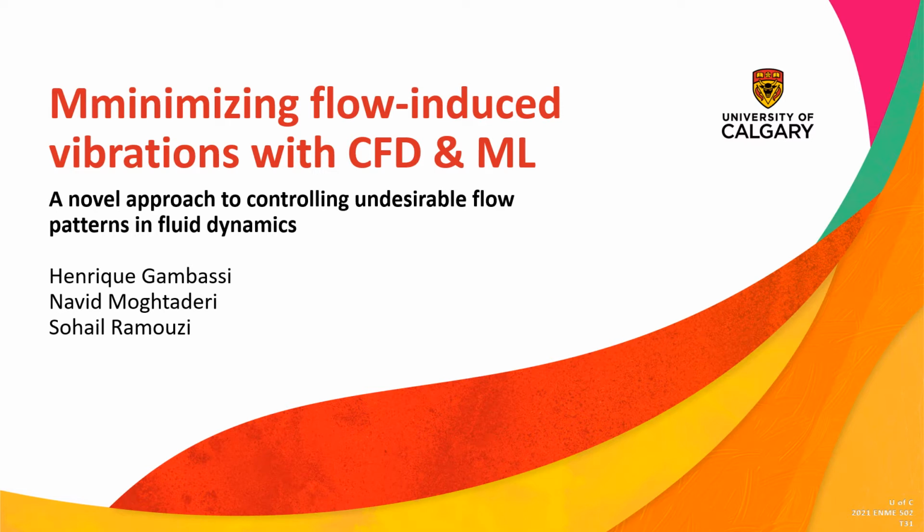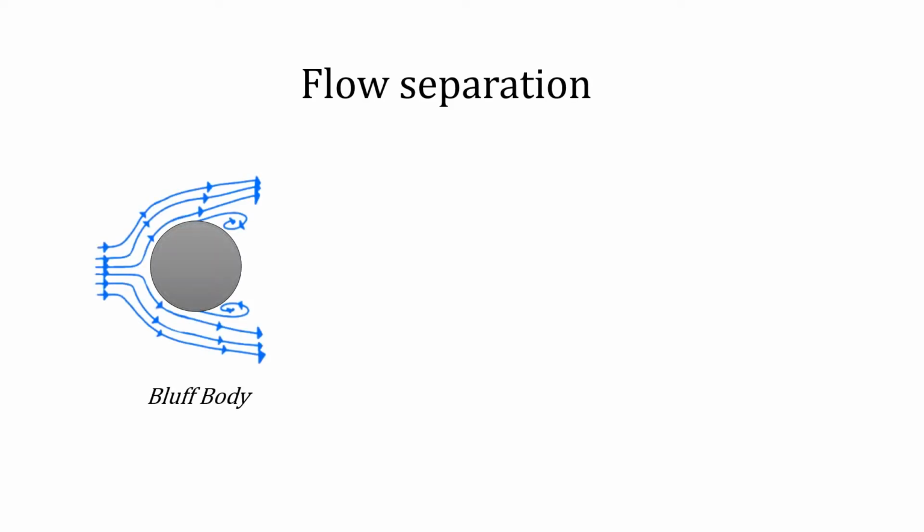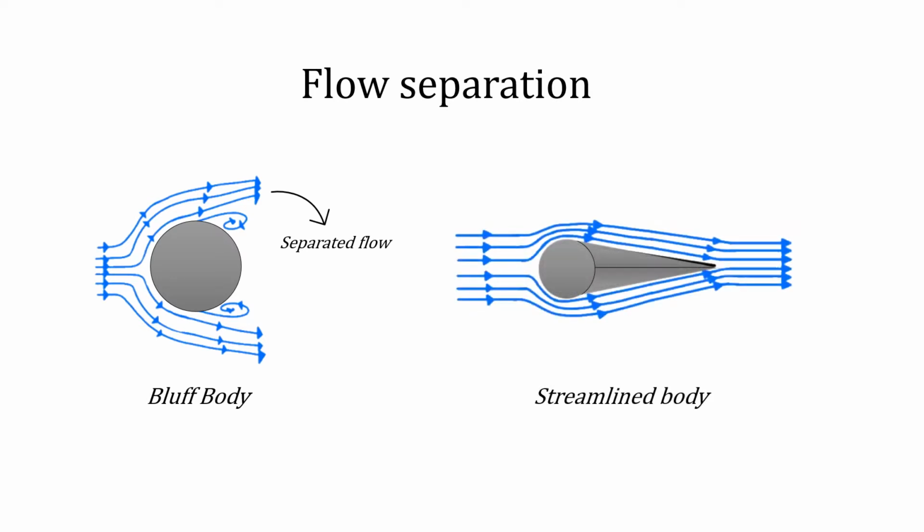Today, we would like to present you a novel approach to controlling undesirable flow patterns in fluid dynamics. In fluid dynamics, a phenomenon known as flow separation can occur when a fluid interacts with a body having a particular geometry, such as the one shown here. Bodies with a geometry that favors flow separation are called bluff bodies, while bodies that are less disruptive to the flow and less likely to cause flow separation are called streamlined bodies.